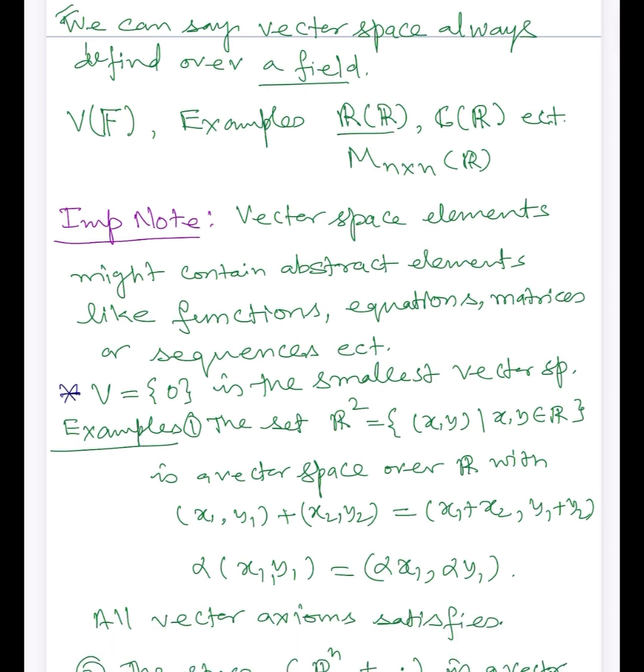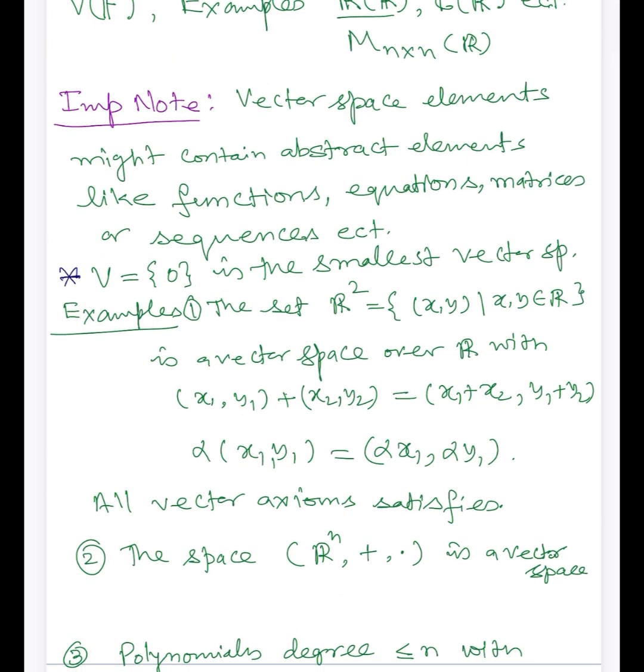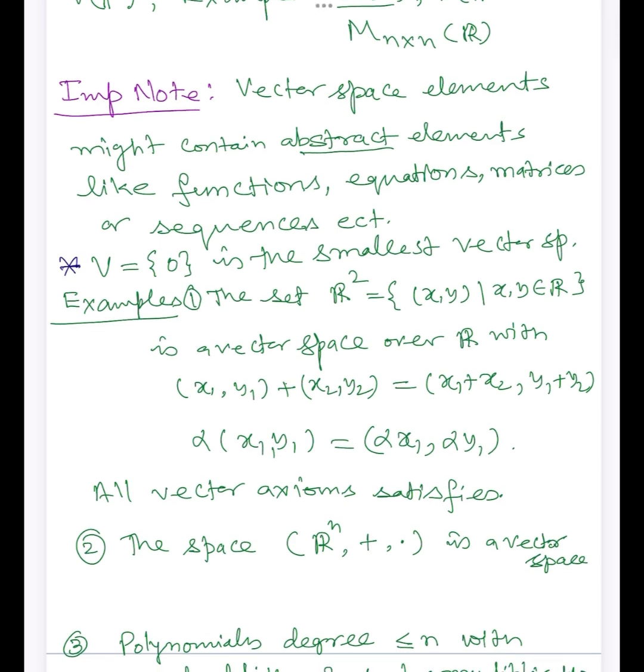An important note here: vector space elements might contain abstract elements. Sometimes people have the feeling that only the set of all vectors forms a vector space. The answer is no. There are some abstract sets which a vector space may contain, such as collections of functions, equations, matrices, sequences, and so on. We will see some examples later.